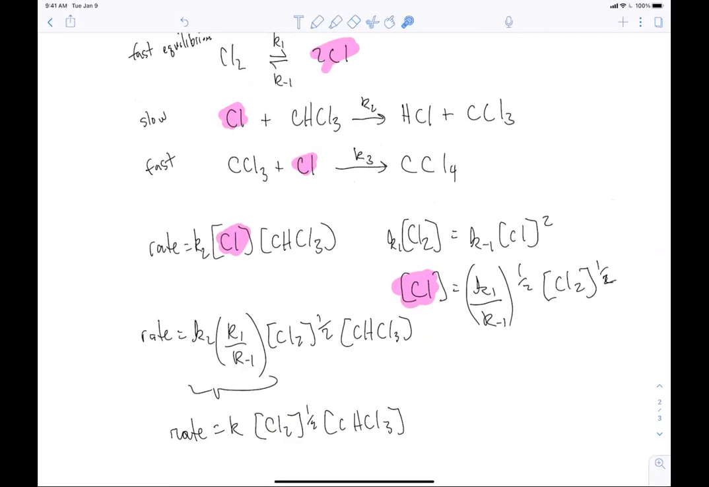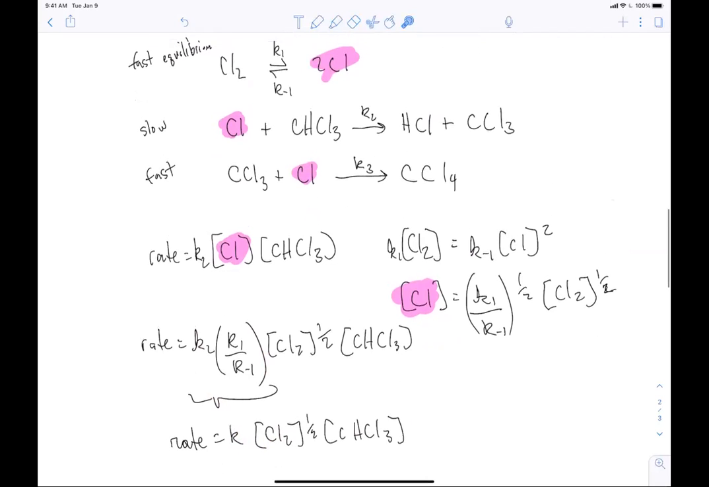K1 over K minus 1 is just wrapped up into K now. We just call that K. So these all end up getting combined into just what we call K. That's what we actually see as the rate constant for the reaction, even though it's actually the combination of all of these.